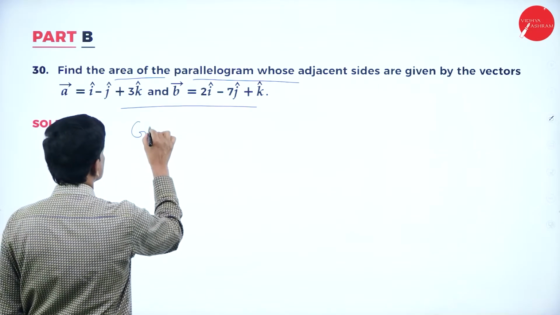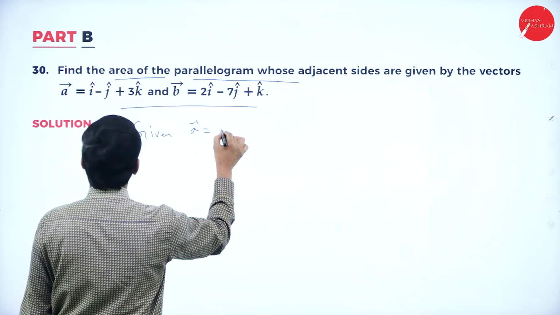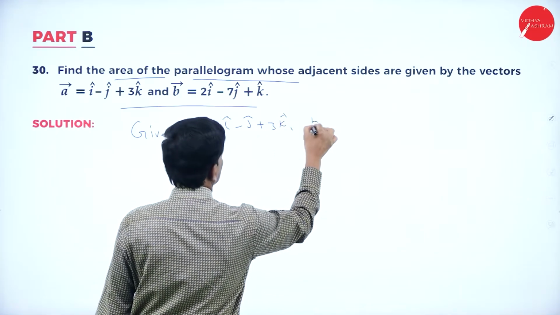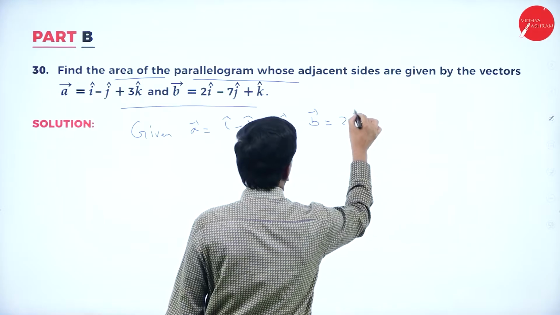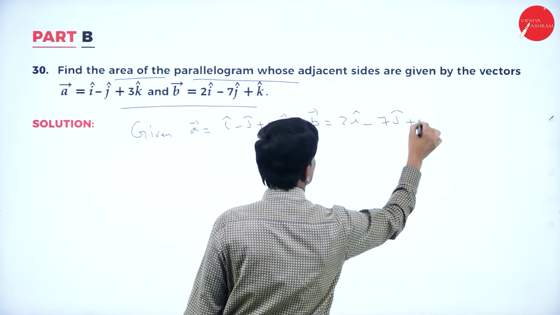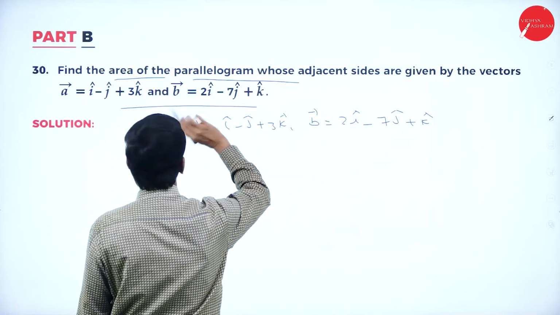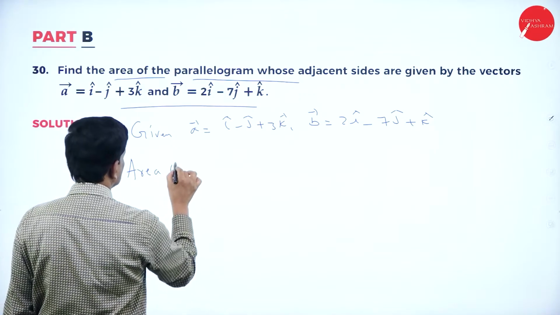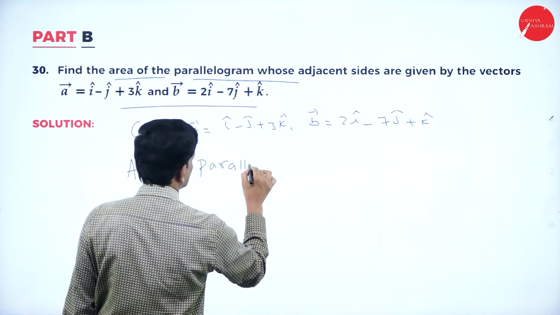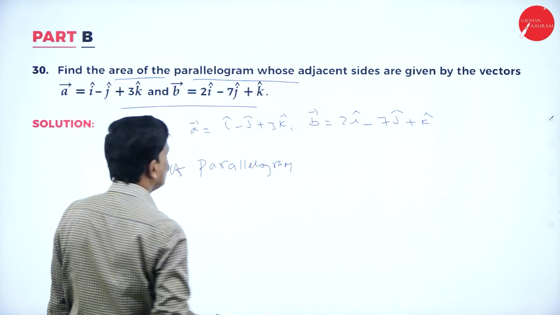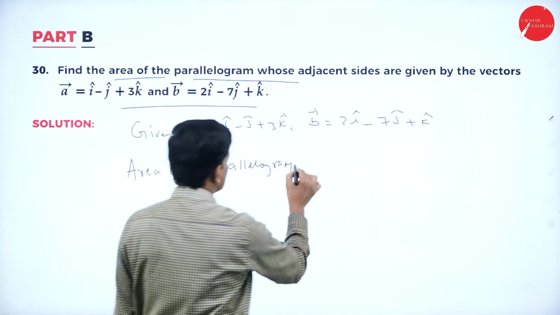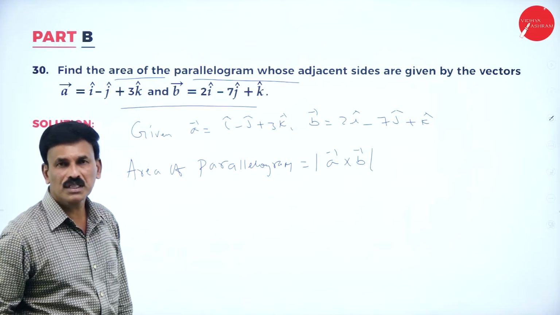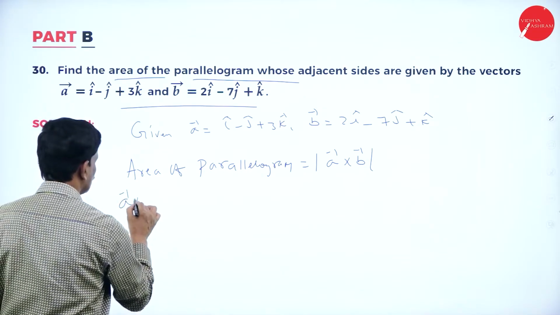Given A is equal to i minus j plus 3k and vector B is equal to 2i minus 7j plus k. What is required to find the area of a parallelogram whose adjacent sides are given? The area of the parallelogram, whenever the adjacent sides are given, is the length of A cross B, the vector product. Now, find out A cross B. What is A cross B?